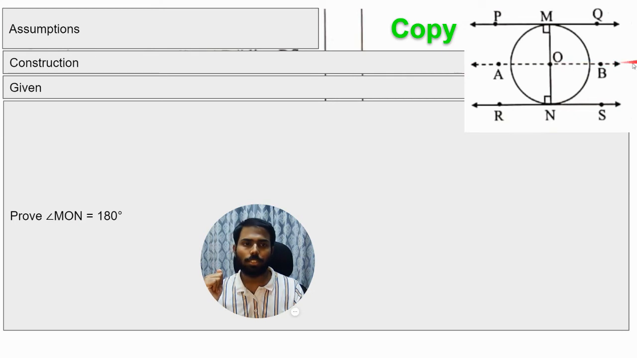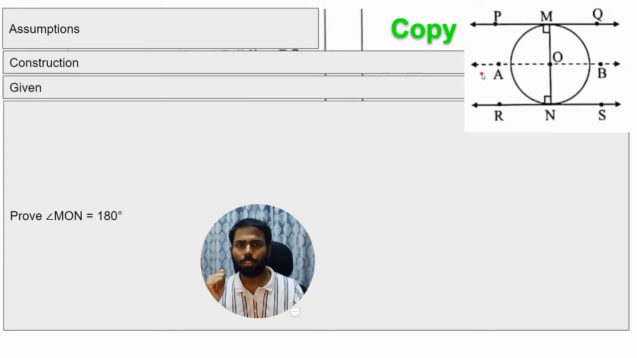Just look at the construction I have made. I've drawn this circle with center O. PQ is my upper tangent. RS is my lower tangent. PQ is touching the circle at point M. RS is touching the circle at point N. And I've drawn AB, which is parallel to RS.